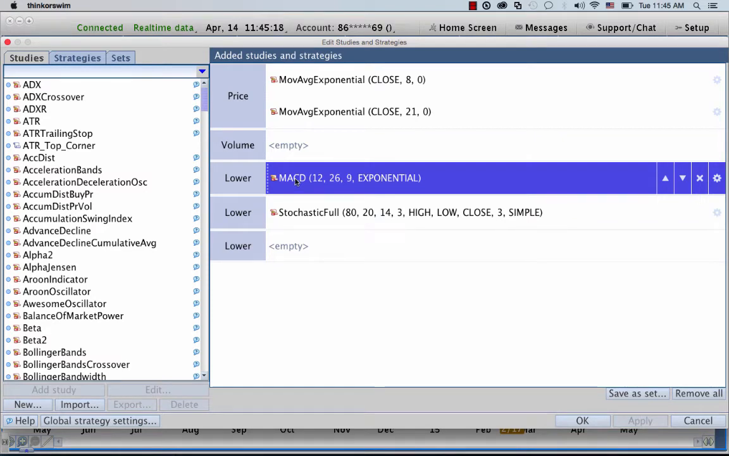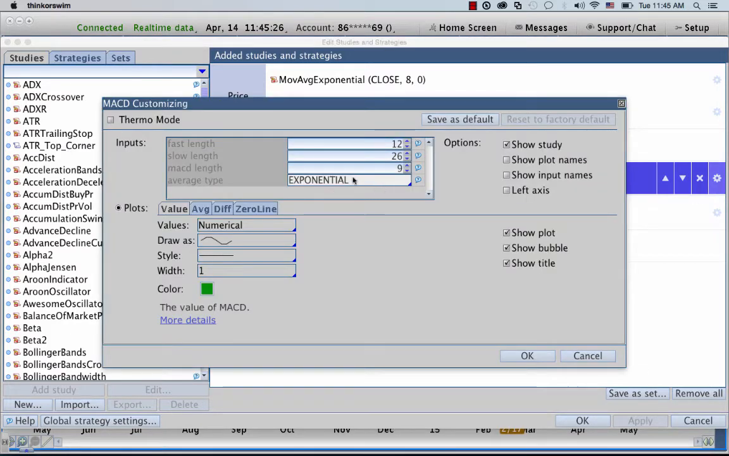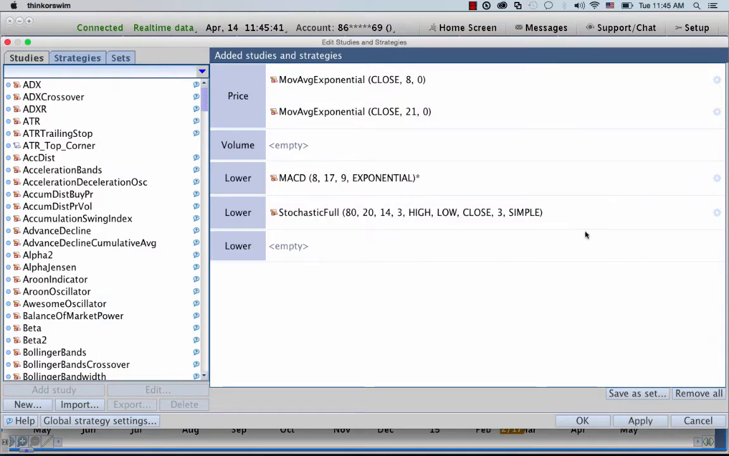The default settings on the MACD, as they were put out there originally by Gerald Appel, were 12, 26, and 9, and I think that's a little slow. I personally prefer to take the moving averages here and put the MACD line at 8, and for the slow moving average, I like to use about a 17. 8, 17, and 9 are a little bit faster settings, which will give you a more responsive MACD.